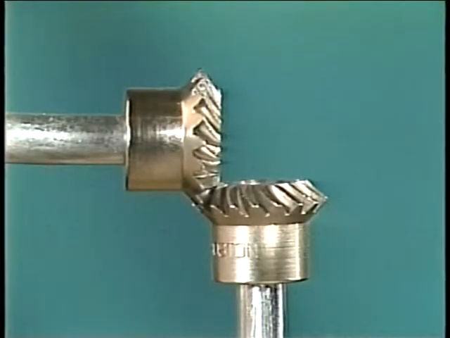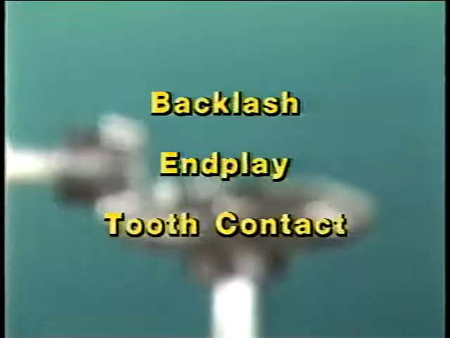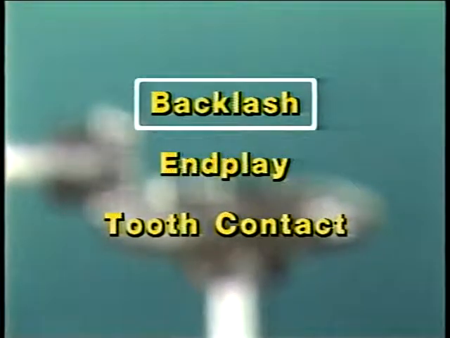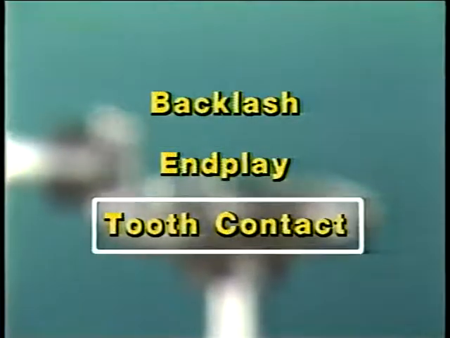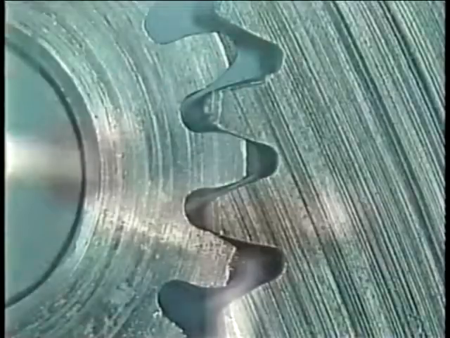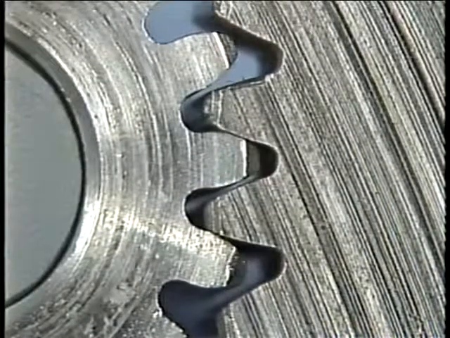So far in this program, we've looked at different types of gears and gear set arrangements. Now we're going to discuss some terms that are commonly used when working with gears. These terms include backlash, endplay, and tooth contact. Let's begin with backlash. In order to explain backlash, we'll use this set of spur gears.